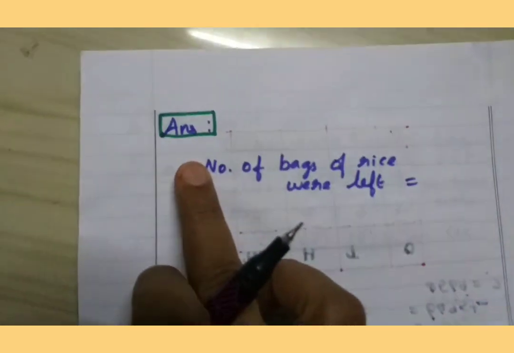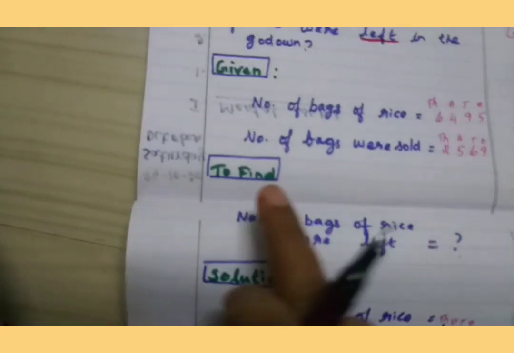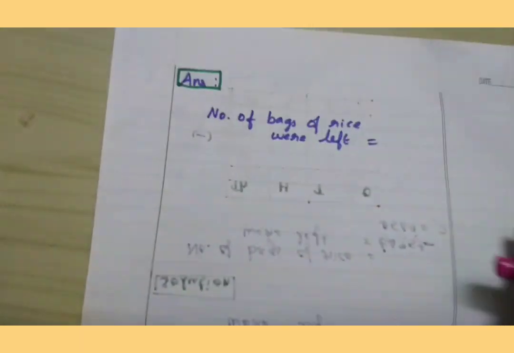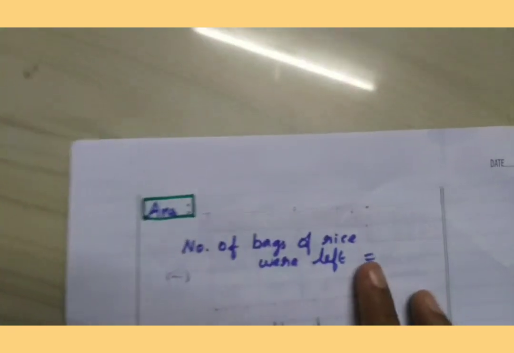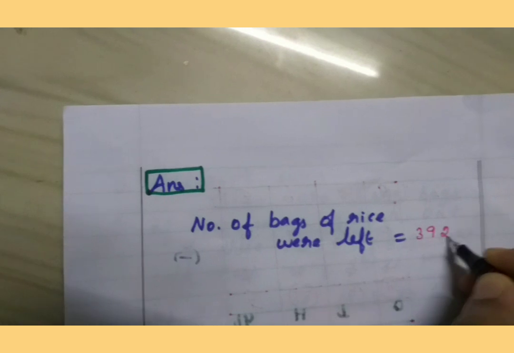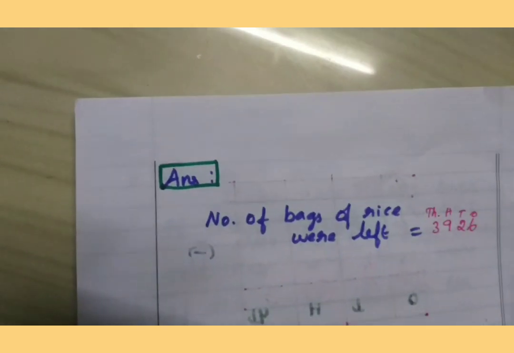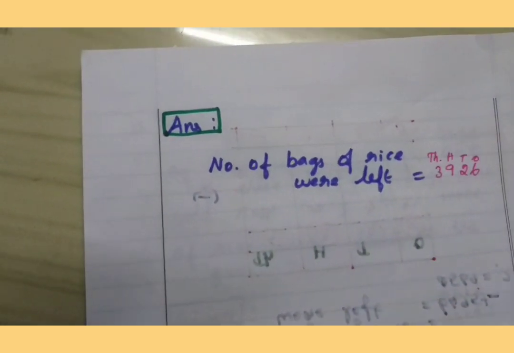The last heading is answer. In the answer, the same statement that you wrote in the "to find" and in the solution, you should write as well. Okay, so we got the answer, that is 3,926. That is the number of bags of rice were left, 3,926, with ones, tens, hundreds, thousands. Okay, that's all. This is the statement sum.